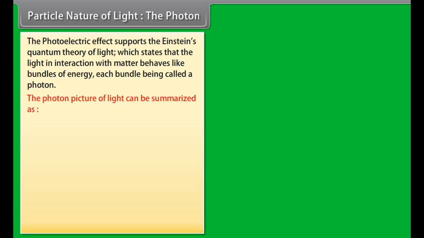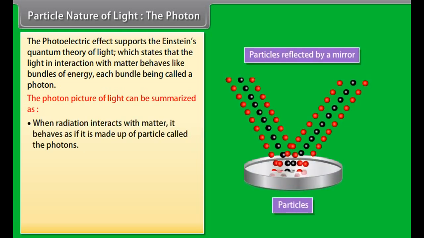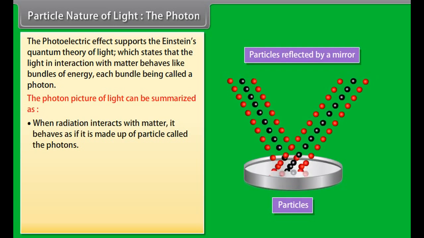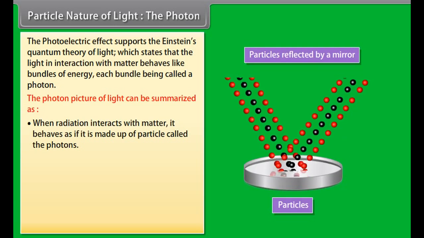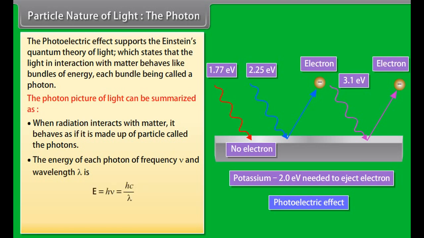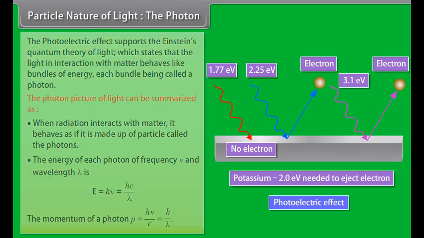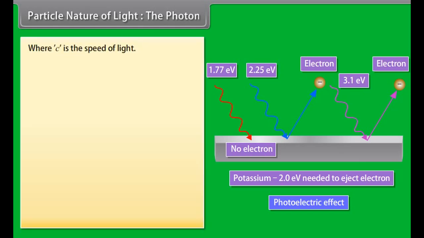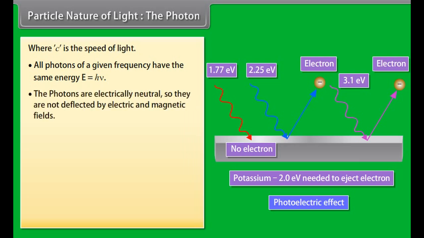The photon picture of light can be summarized as: when radiation interacts with matter, it behaves as if it is made up of particles called photons. The energy of each photon of frequency nu and wavelength lambda is E equals h nu, which is equal to hc by lambda. The momentum of a photon p is equal to h nu by c, which equals h by lambda, where c is the speed of light. All photons of a given frequency have the same energy E, which is equal to h nu. The photons are electrically neutral, so they are not deflected by electric and magnetic fields.